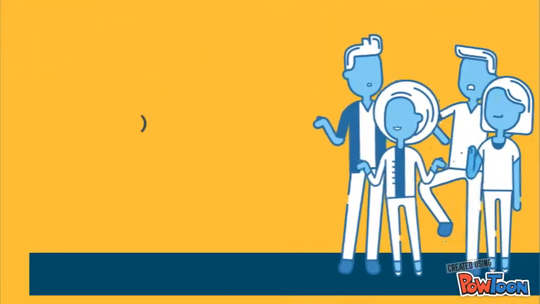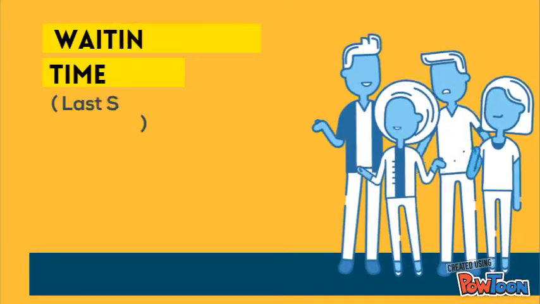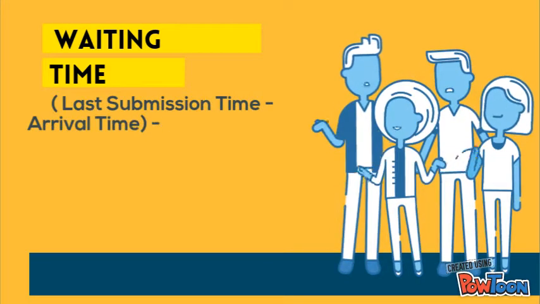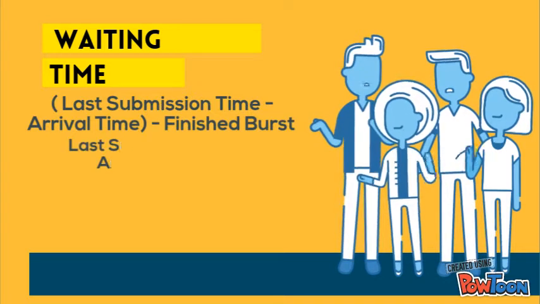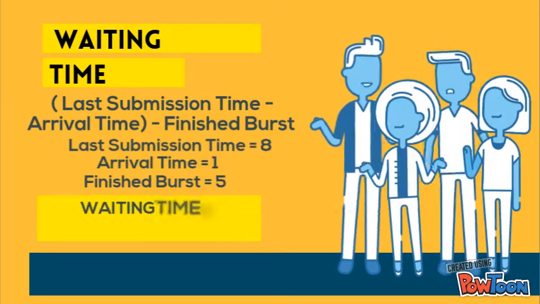The preemptive scheme formula for the waiting time is different from the other one. Here, we need the last submission time minus the arrival time minus the finished burst. Here is our example.